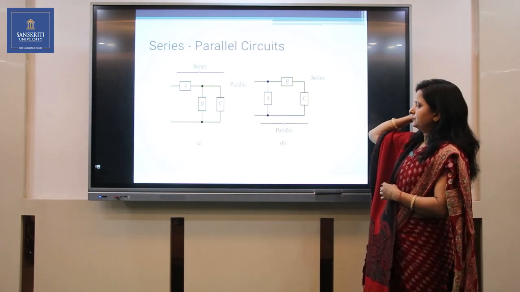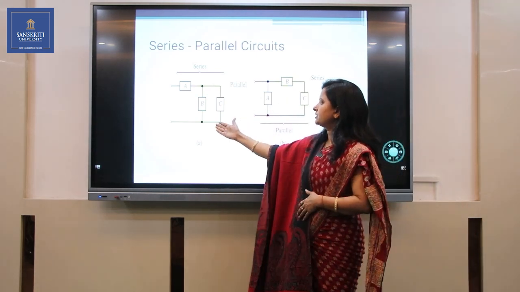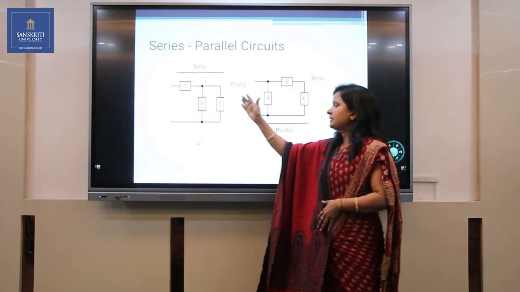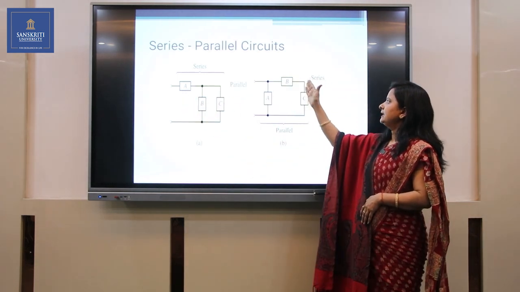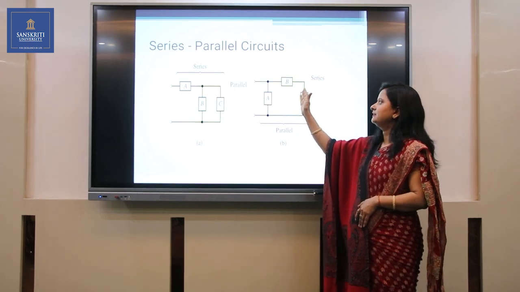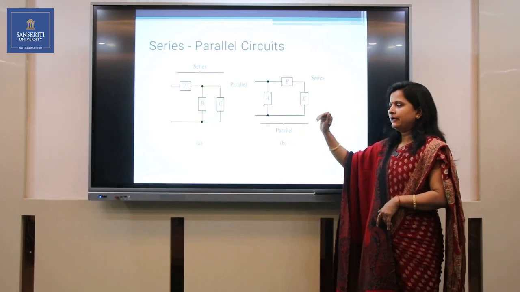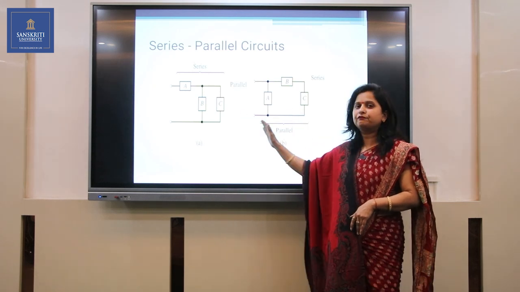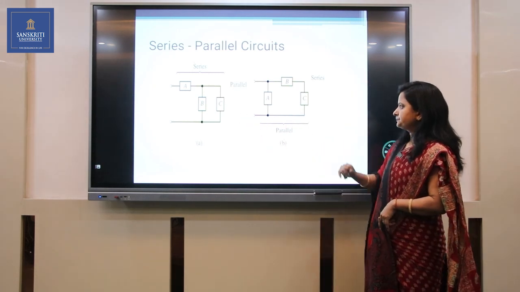Just like you can see here, in this combination B and C are connected in parallel, and that is connected in series with A. In this circuit, B and C are in series, connected in parallel with A, right? So there will be different equivalent resistances for these two circuits.